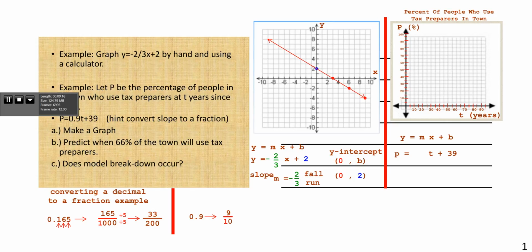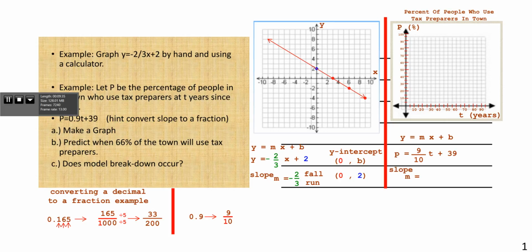Our equation is p equals, now for our decimal, 0.9, got converted into a fraction of 9/10. So there is our equation now, converted from p equals 0.9t plus 39 into the equation p equals 9/10 t plus 39.